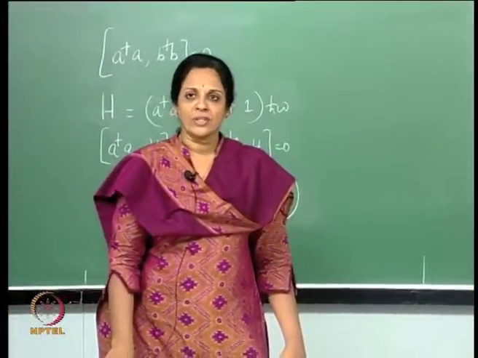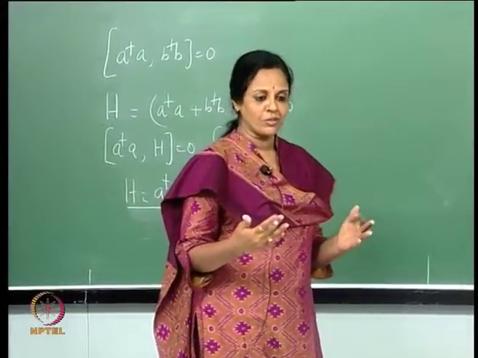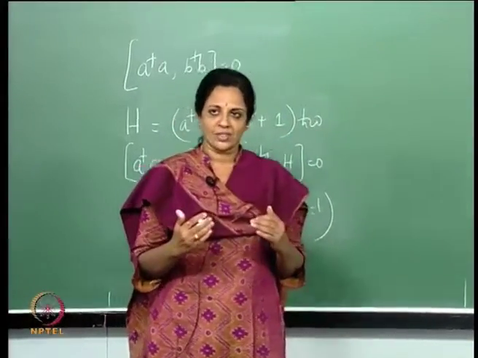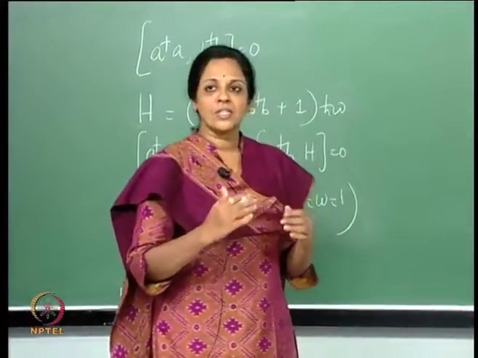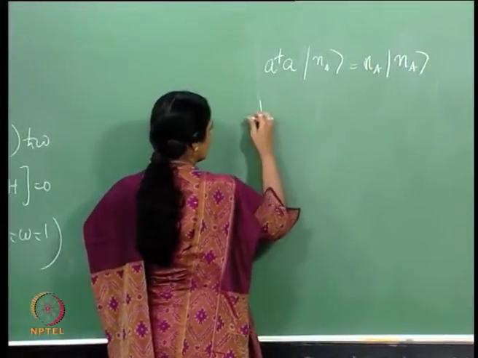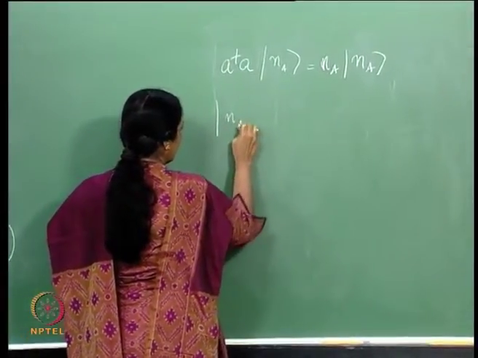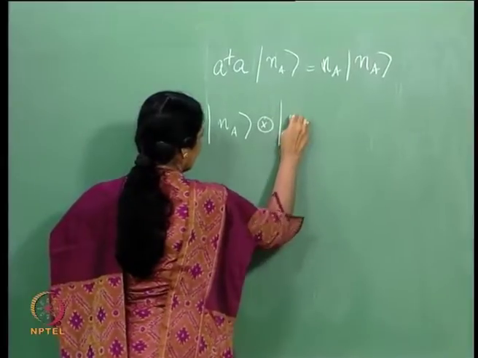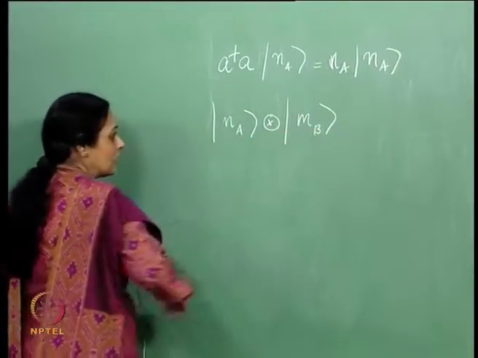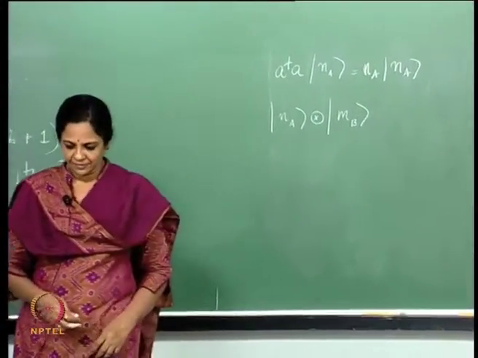So, we postulate the following: the state space of the full Hamiltonian is made up of states which are tensor products of the states of the subsystems. In other words, the net state of the composite system is given by the tensor product of ket Na with ket Mb. This could be treated as a postulate.